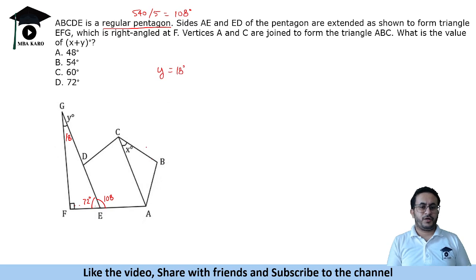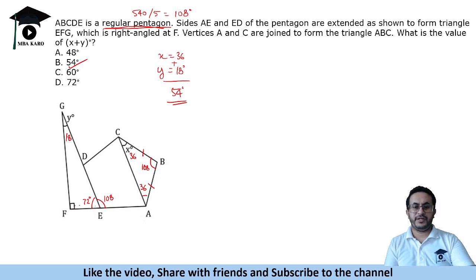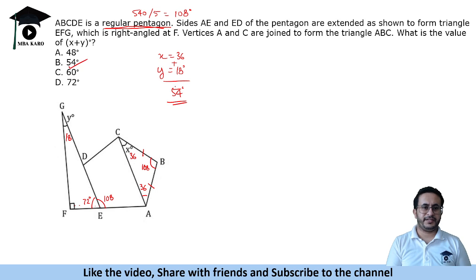Okay. Now this is a regular pentagon, so all sides are equal. So this side is going to be equal to this side. This angle is 108, so x is equal to this angle, that will be 36, because 36 plus 36 plus 108 is 180. Okay, so x is 36. So 36 plus 18, you get the answer as 54 degrees. So that was quite a simple one. You just need to know the angles in a regular polygon, and in the case of a regular pentagon, the angle is 108 degrees.